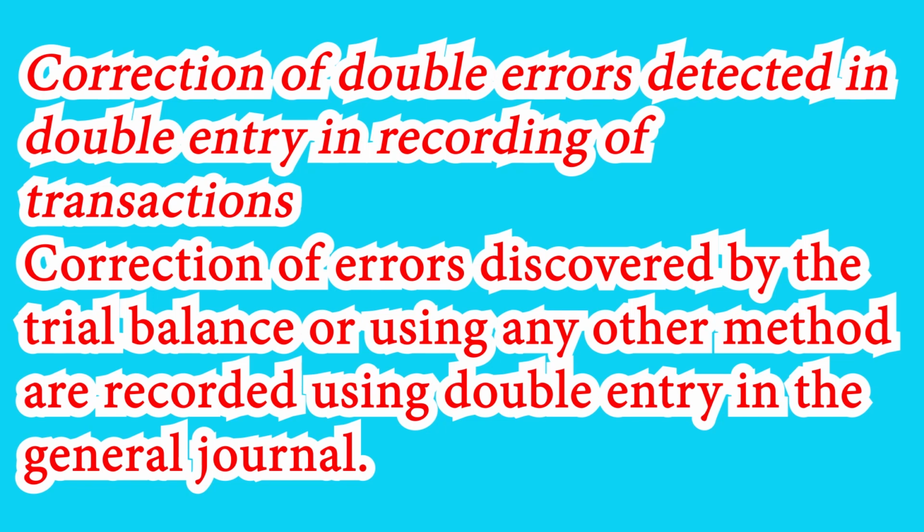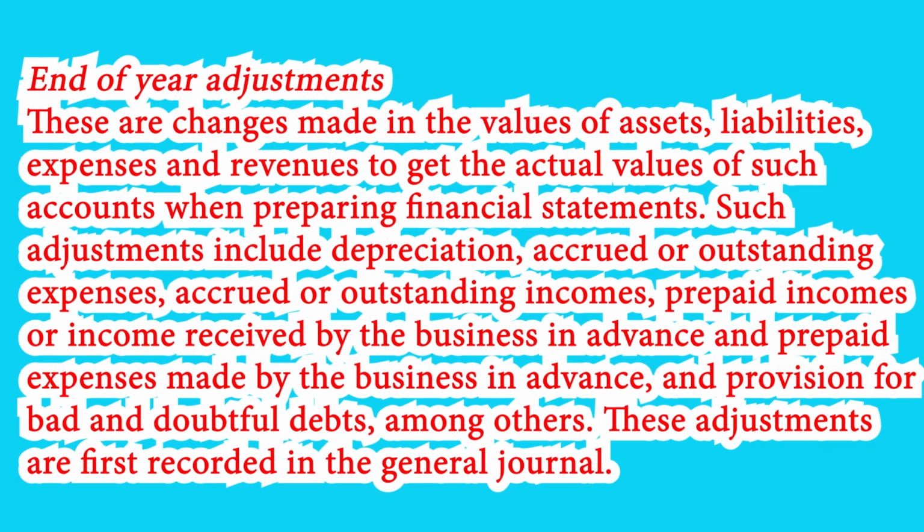Then we have correction of errors detected in double entry in recording of transactions. Correction of errors discovered by the trial balance or using any other method are recorded using double entry in the general journal.